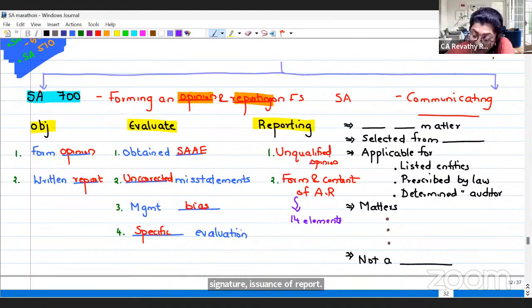This opinion can be either, as we already said, fair presentation framework or compliance presentation framework. When will you give an unqualified opinion? When the financials show a true and fair view, or the financials are prepared in all material aspects, with no material misstatement, no adverse comments, and FS as per the applicable financial reporting framework and law.